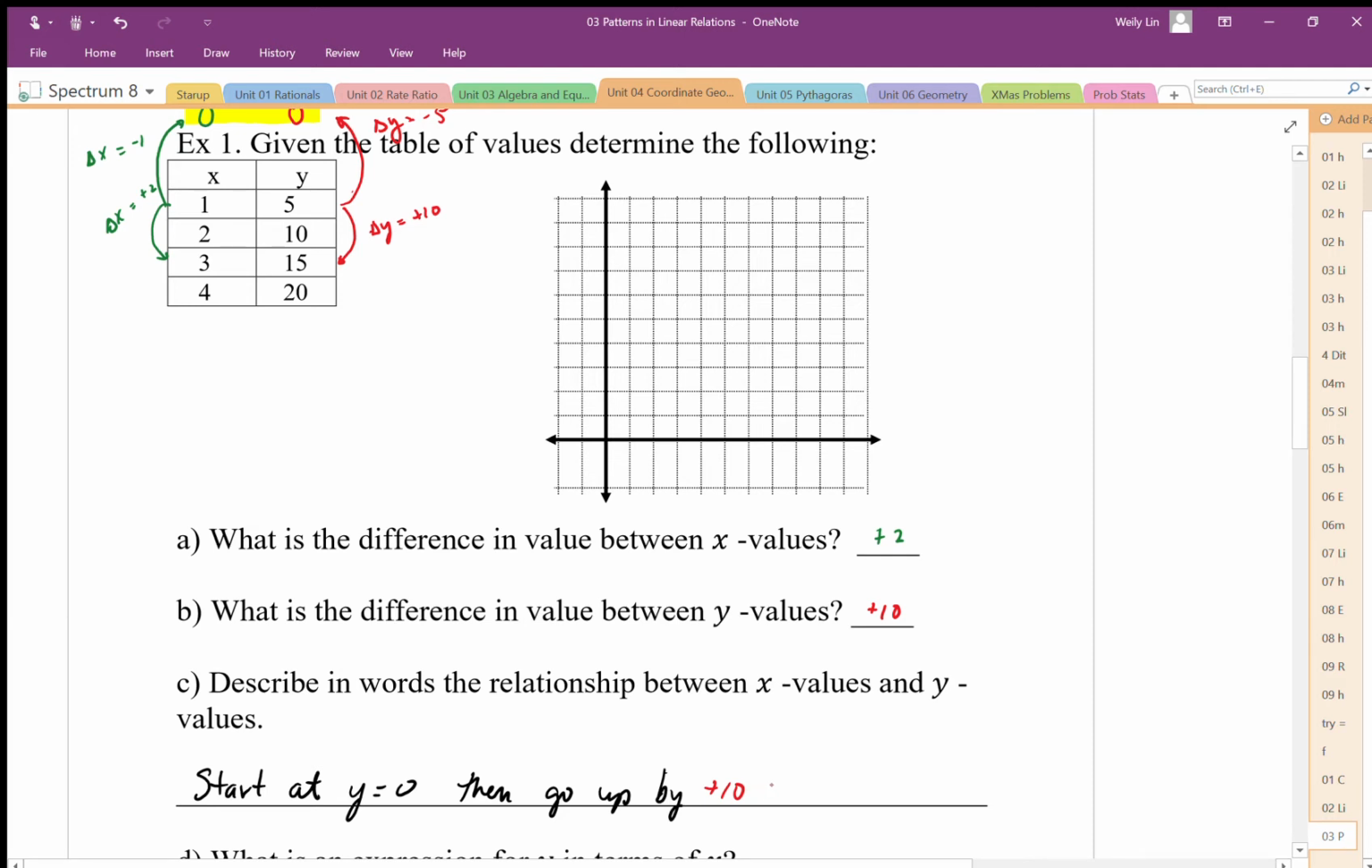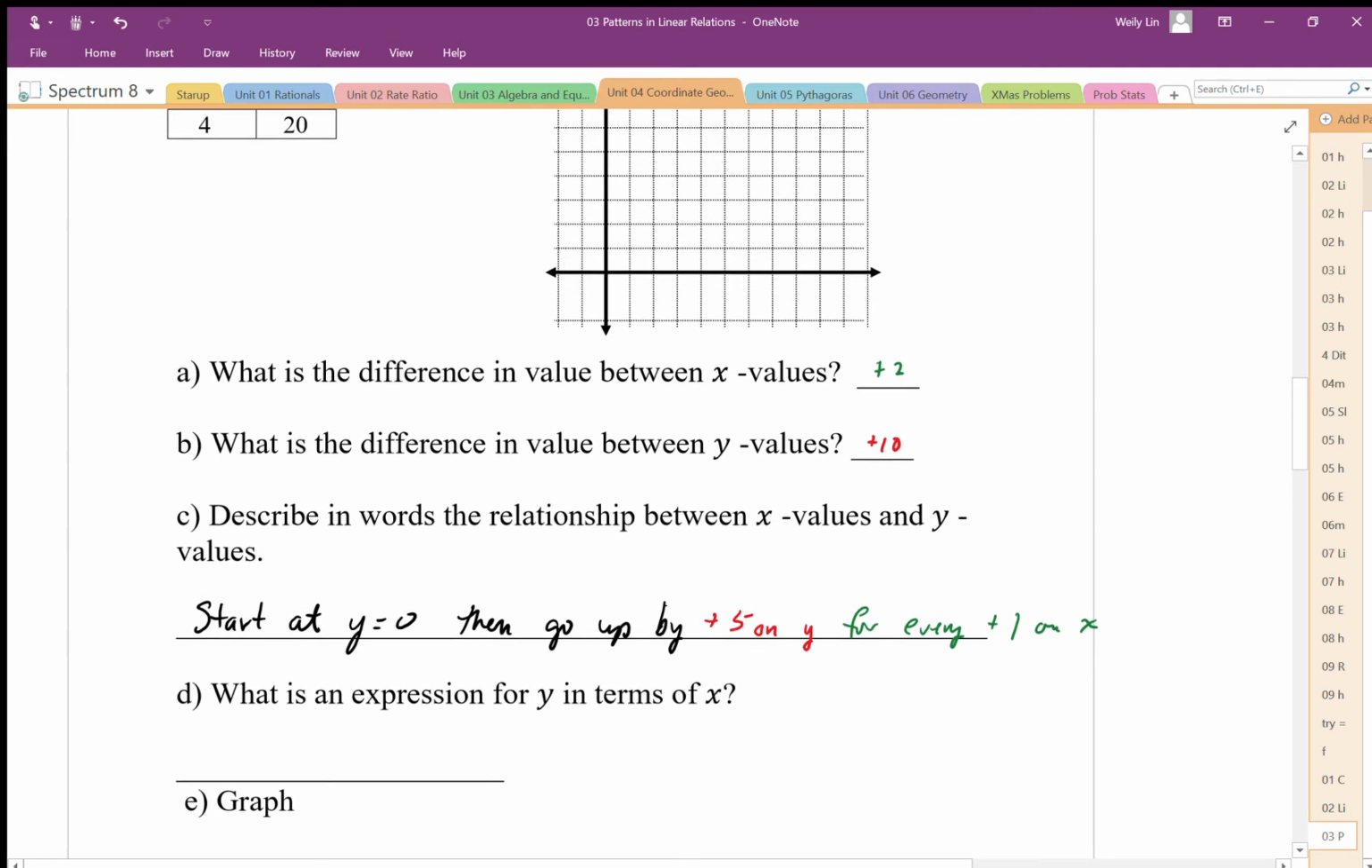For every +2 on x. Okay, now we can change this. We can say that this is +1 and +5. Okay, we could describe it like that, and make sure that's clear: +5 on the y for every +1 on the x.